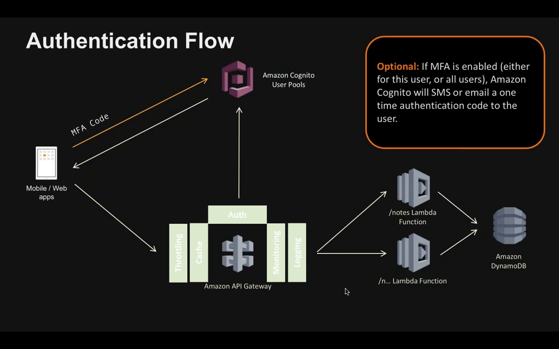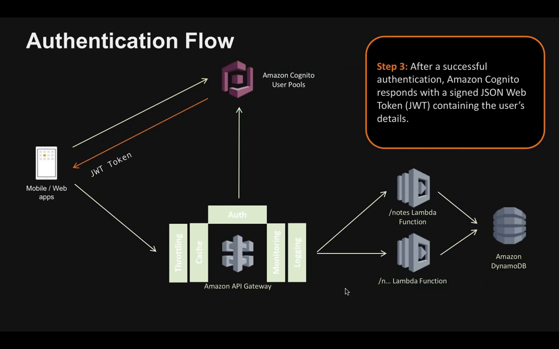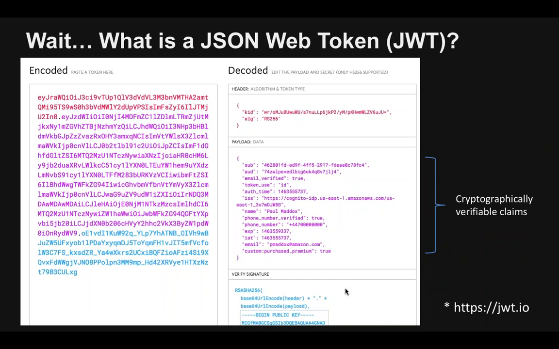The SDK will take their credentials and securely pass that across to Amazon Cognito user pools for authentication. If multi-factor authentication is turned on, Amazon Cognito user pools will send an SMS or email with a one-time authentication code. After the user has been authenticated, Amazon Cognito will return a JWT token. This token is an OpenID compliant token containing the credentials and the claim for the user for this particular application.